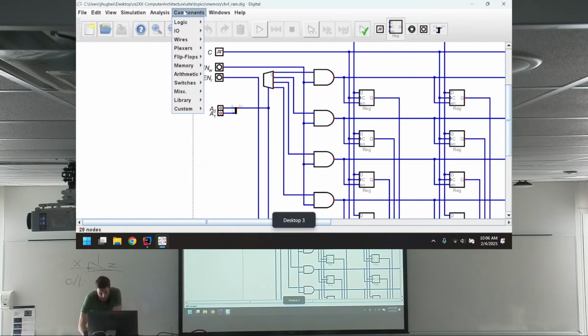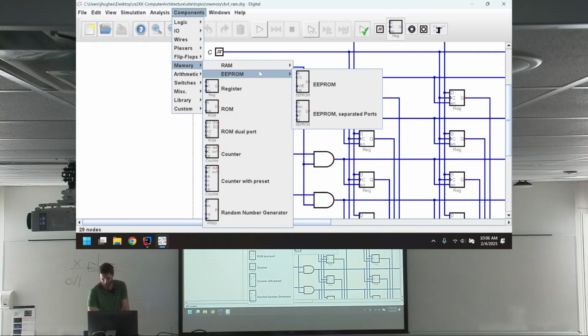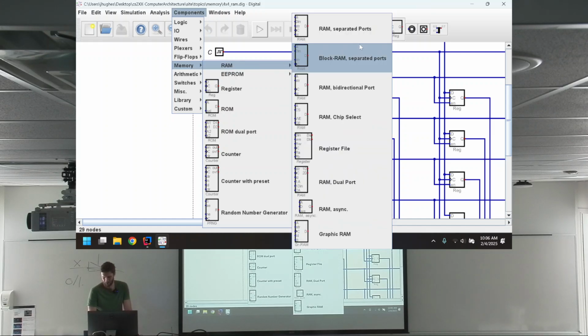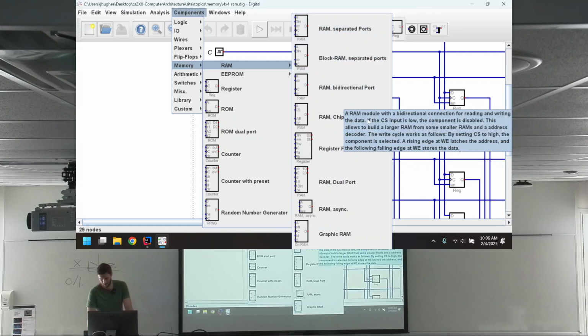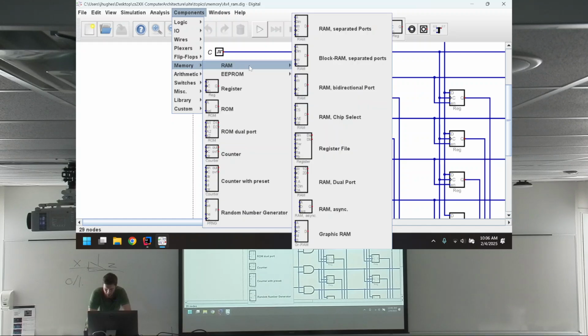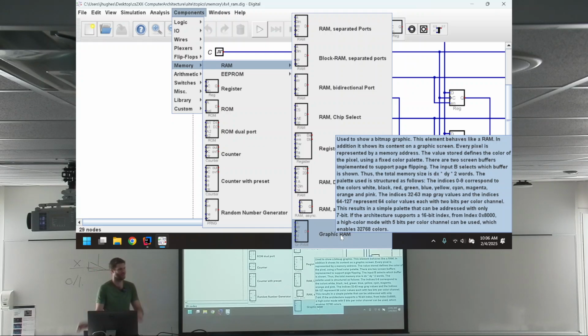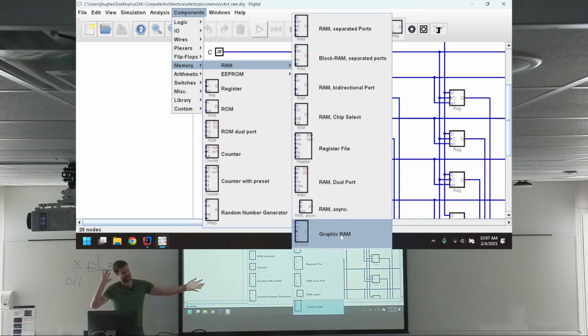If we go into components, memory, there's a lot going on here. We've got register, ROM, dual port, counter with presets, counter, a random number generator, EEPROM, don't worry about those. RAM, separate ports, block RAM, bidirectional RAM, there's a lot. Register file, and there's a pretty cool one in here too. Oh, come on. Graphic RAM. Ooh, there's a way to do graphics, which some of you I saw were playing around with in the first lab when it was go look at the existing ones, right? And it would just make all those colors. Anyways, what's cool about that is you could treat RAM as an array of data, and it outputs the values in that array to some visual representation, which is pretty neat.